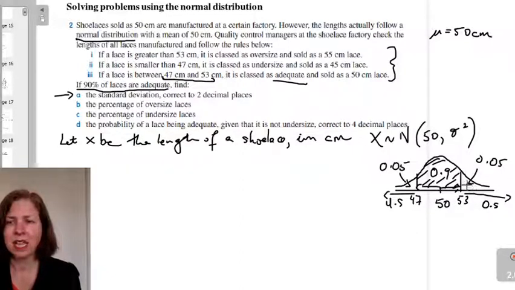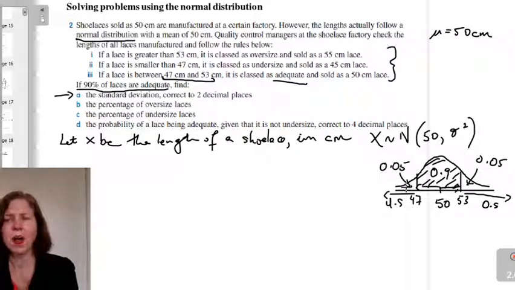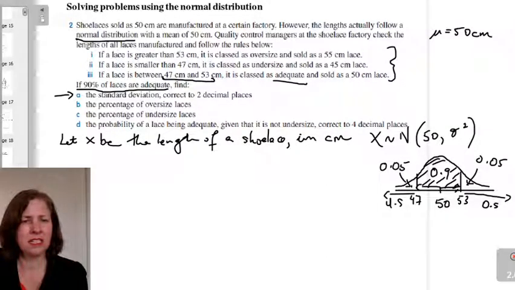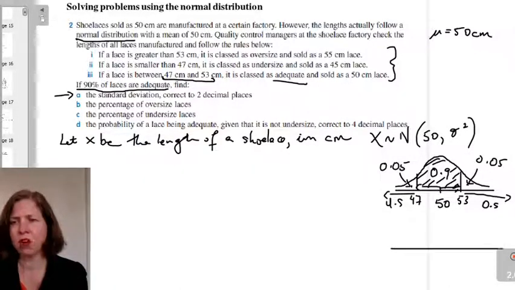Therefore I can assume that this area on the right here is the same as this area on the left here. So I've simply gone 1 minus 0.9, which gives me 0.1, and I divide it by 2 to put half of it over here and half of it over here. Okay, but now I'm going to do something similar to what I did in the previous question. I'm going to transform these onto my standard curve. So let's just do a quick sketch to see what that looks like.